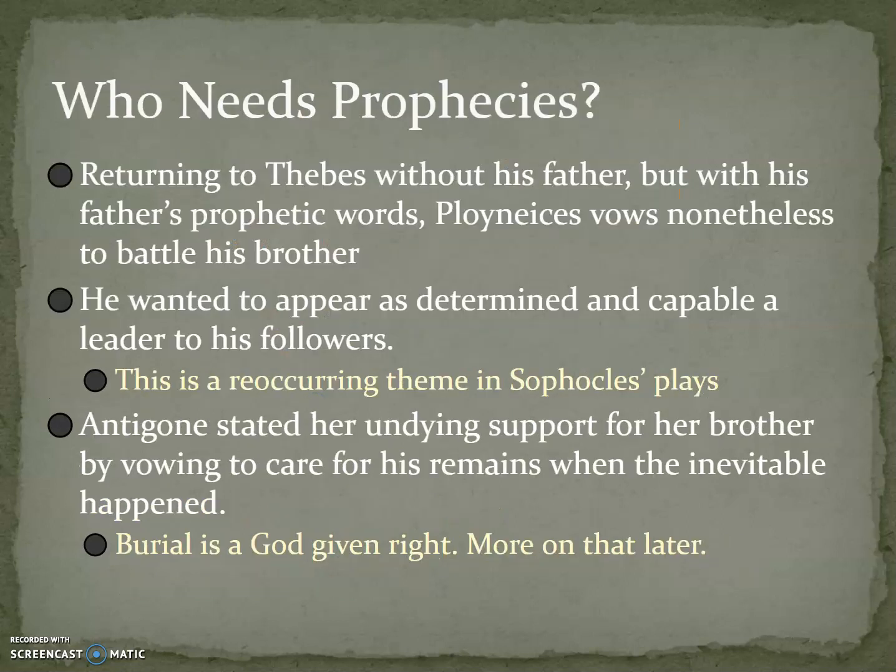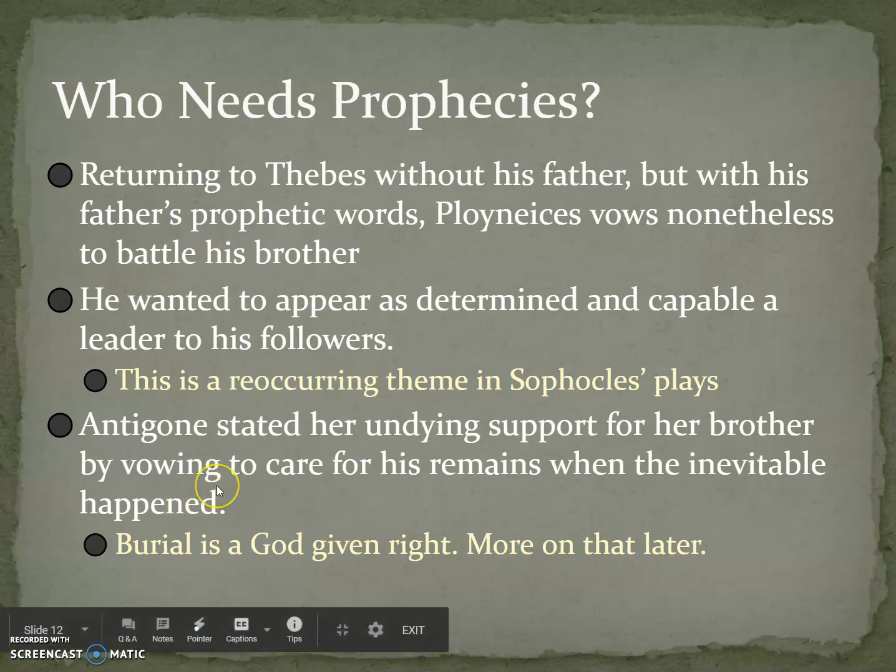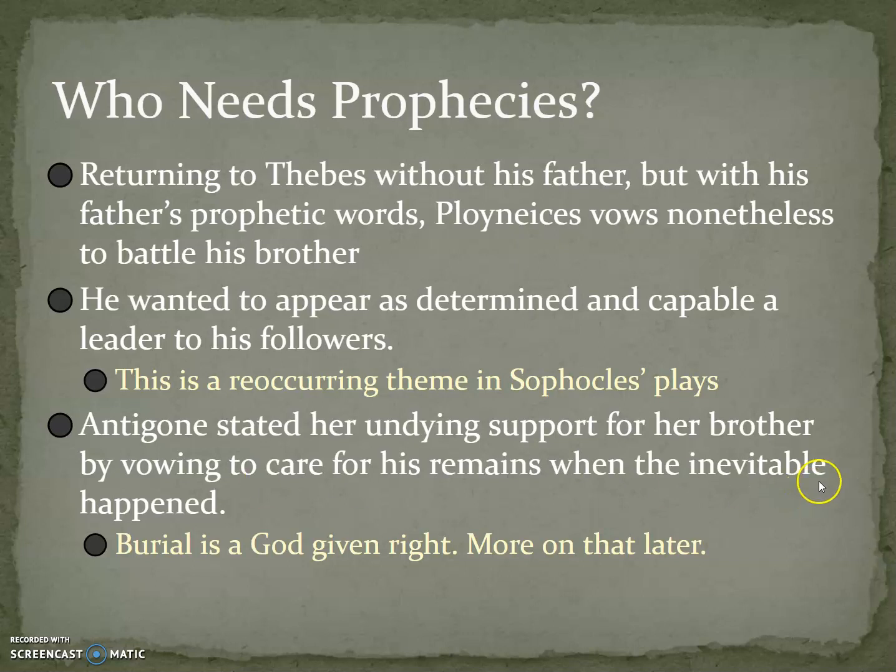So, returning to Thebes without his father, but with his father's prophetic words, he vows to battle his brother for his rightful authority. Antigone states her undying support for her brother by vowing to care for his remains when the inevitable happens. That essentially sets up the whole issue that happens in Antigone. Now, burial is considered a god-given right. We'll talk about that a little bit later.